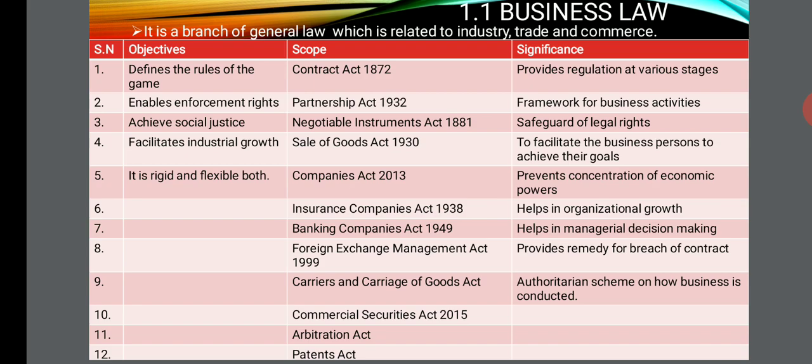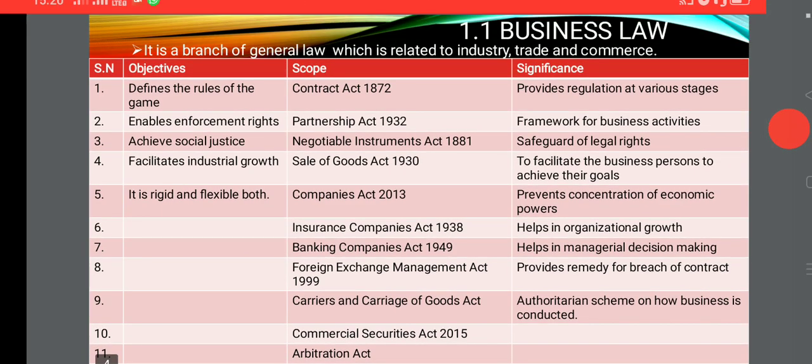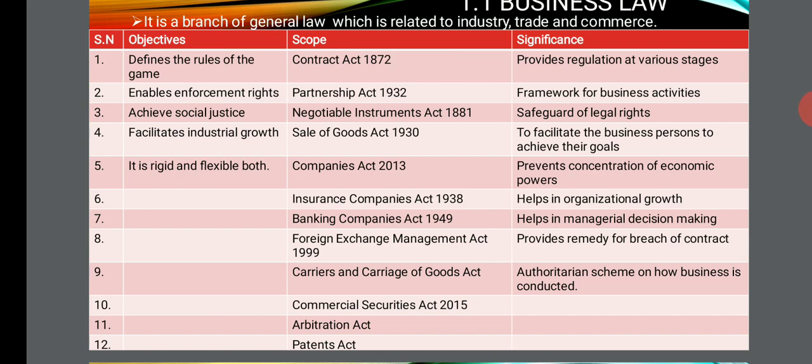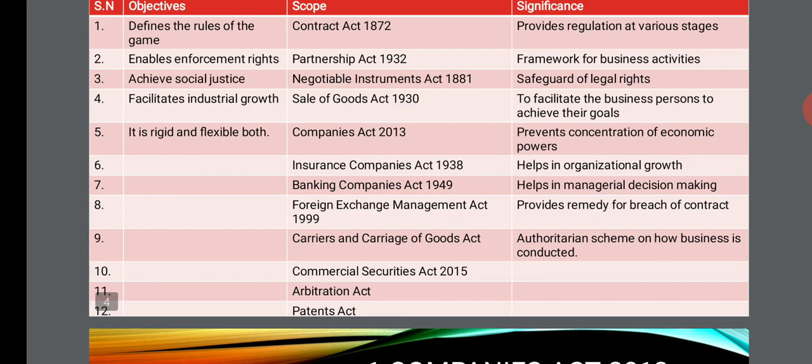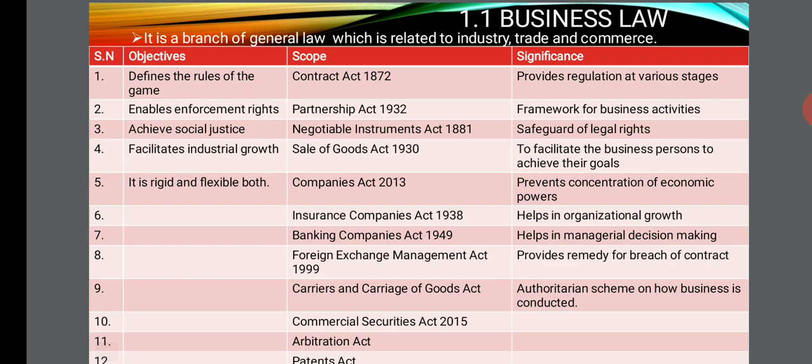Scope. What is the scope of business law? Contract Act 1872, related to contract. Partnership Act 1932. Negotiable Instruments Act of 1881, which deals with negotiable instruments. Sale of Goods Act of 1930. Companies Act of 2013. Insurance Companies Act of 1938. Banking Companies Act of 1949. Foreign Exchange Management Act of 1999. Carriers and Carriage of Goods Act. Commercial Securities Act 2015. Arbitration Act and Patents Act. So these are some of the scope areas of business law.